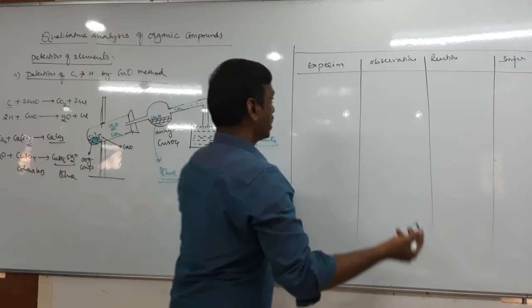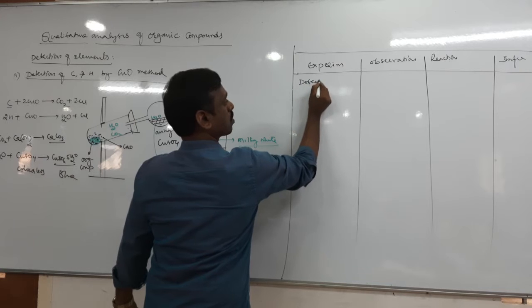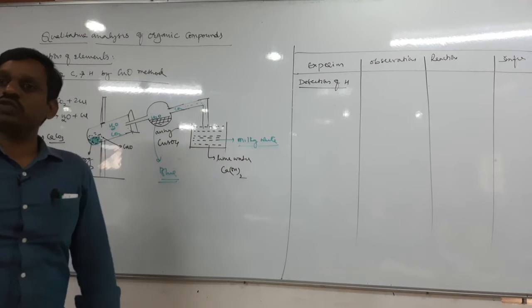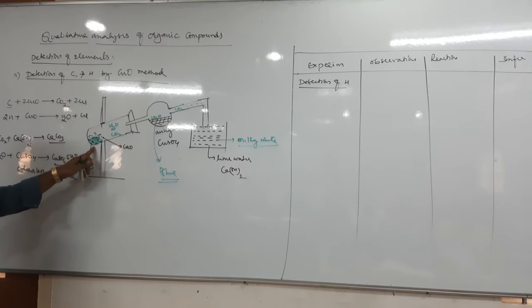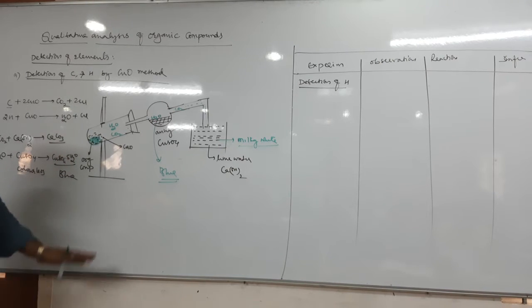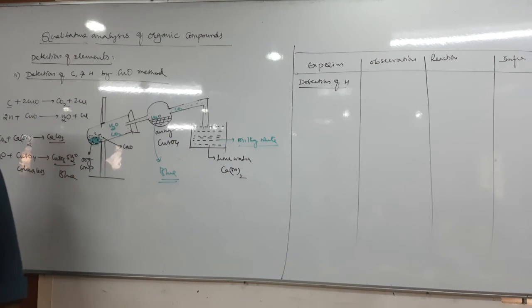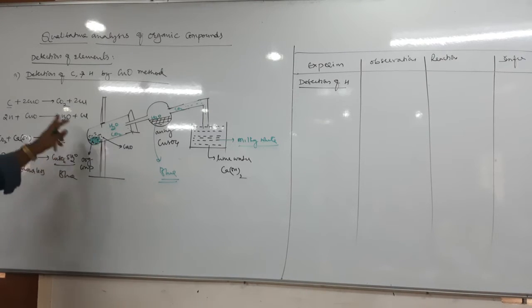Tell me, in the experiment, let us see first the detection of hydrogen. For the detection of hydrogen, what is the experiment? The organic compound is heated with what? Copper oxide, no? Copper oxide. Do you understand? For detection of hydrogen and carbon, it is the same experiment. The organic compound is strongly heated with copper oxide. As a result, carbon is oxidized to CO2 and hydrogen is oxidized to water.